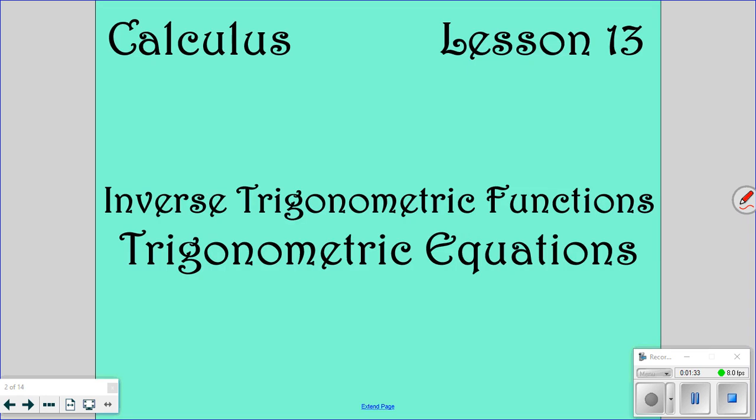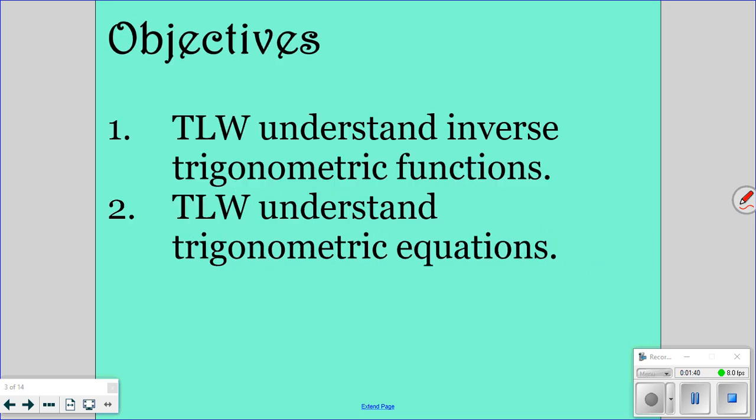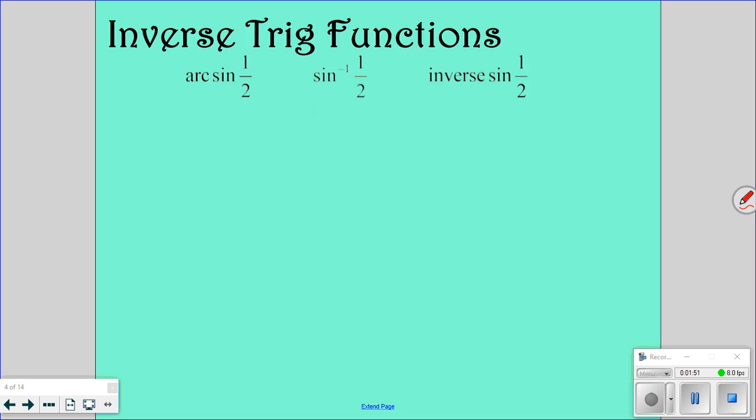Okay, so we are looking at lesson 13 today. We're doing inverse trig functions and then trig equations. We dealt with these in pre-calculus last year, so hopefully the inverse trig functions and the trig equations will actually be reviewed for you. This is a pre-calculus concept, not really so much a calculus concept. So these are all 3 different ways that you can write inverse trig of sine. Arc sine of 1/2, sine to the negative 1, sine inverse, or inverse sine. Any of those, they mean the same thing.